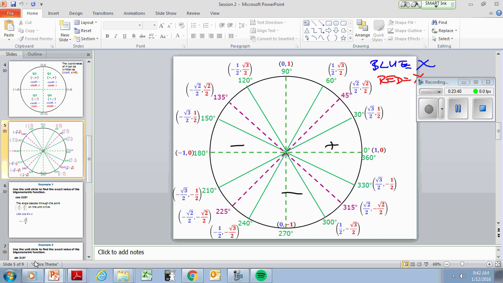Please find where the coordinate is 1 for the y. 1 for the y coordinate. 90 and 270. Do you know what you're looking for? What did I say? 1 for the y? Yeah, for y. 90 wins. Y is at 270 wins.